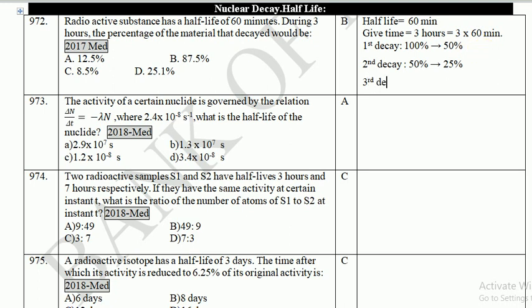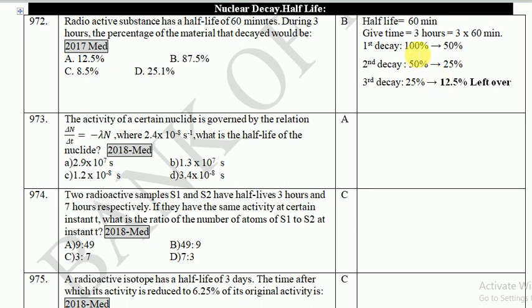Now for the third decay, out of the 25% remaining, 12.5% will decay and 12.5% will remain. So after the third decay, the resultant is this left substance. This is the leftover. While decayed, it was 100%. Now the left is 12.5%.